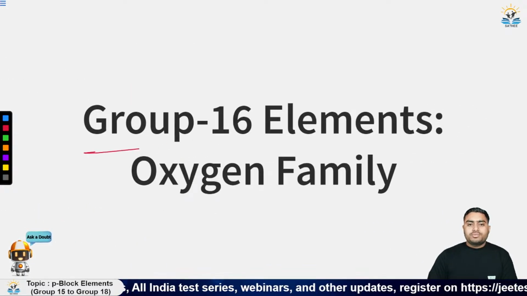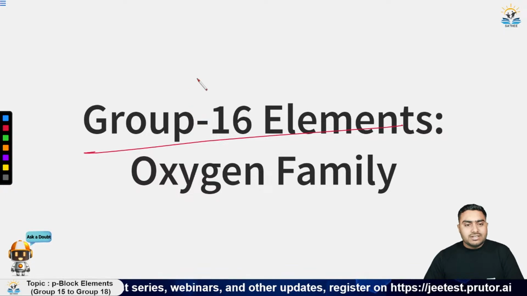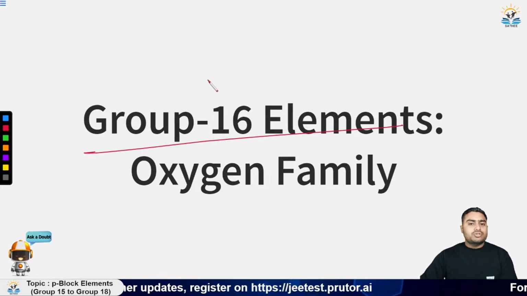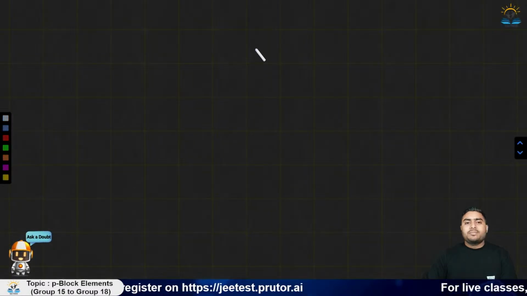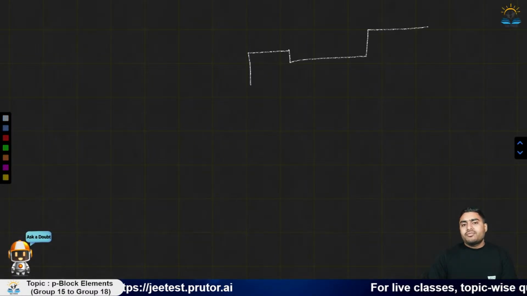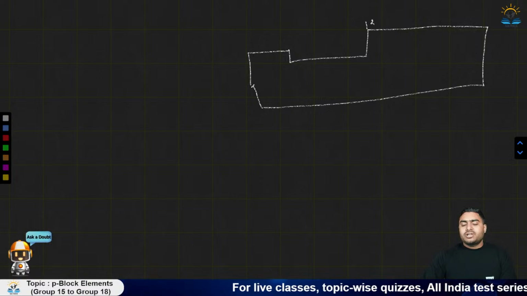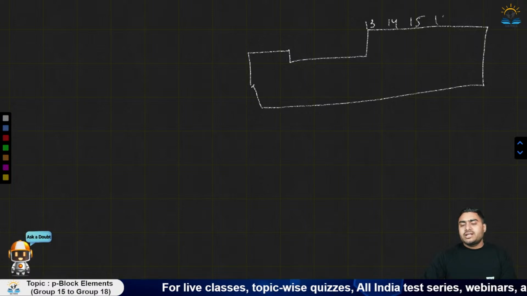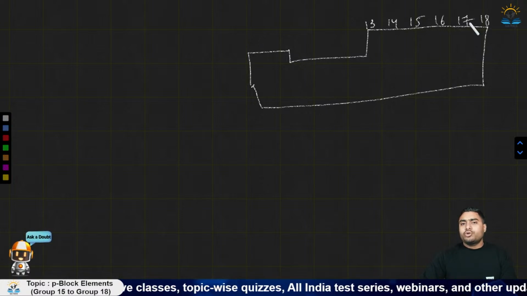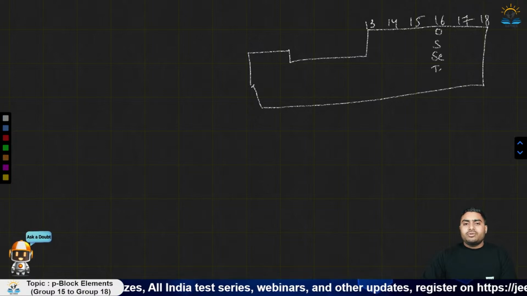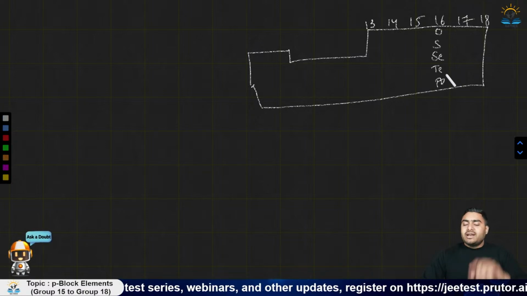Let's move to the group 16 elements. Group 15 we have discussed, and I hope you are very clear about the group 15 elements. Now we are going to discuss group 16 elements. In the periodic table, here is group 13, group 14, group 15, group 16, group 17, group 18. In group 16: oxygen, sulfur, selenium, tellurium and polonium, and one more radioactive element.